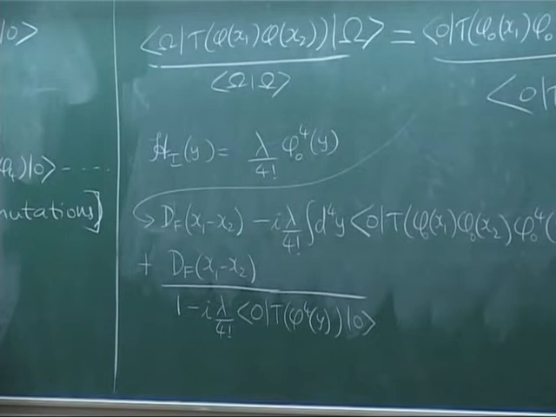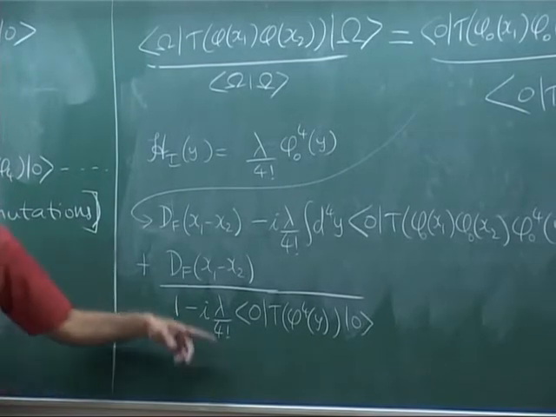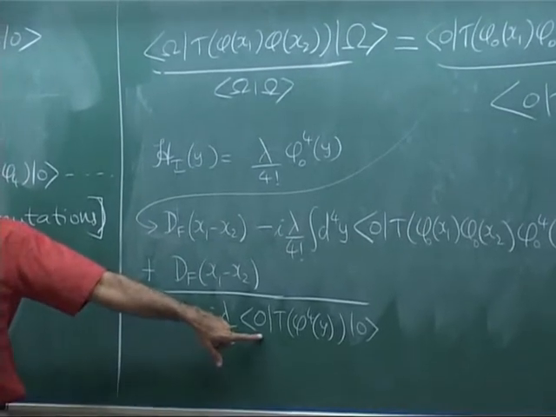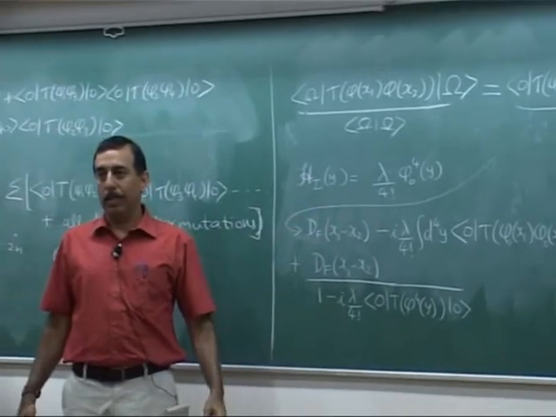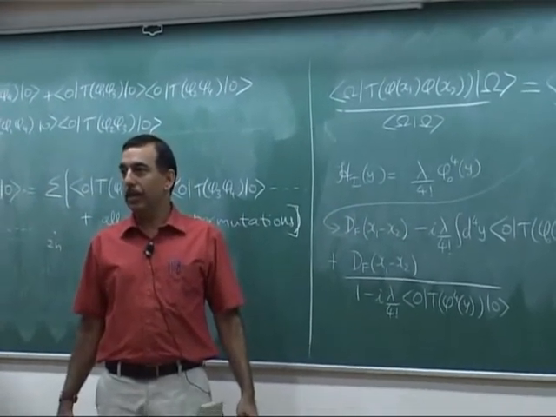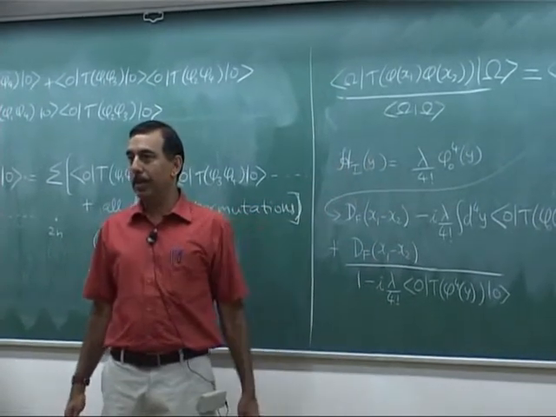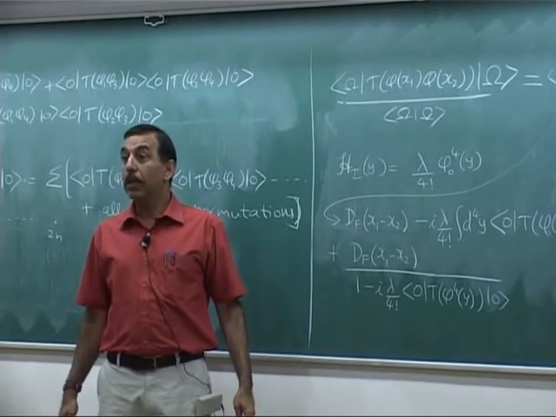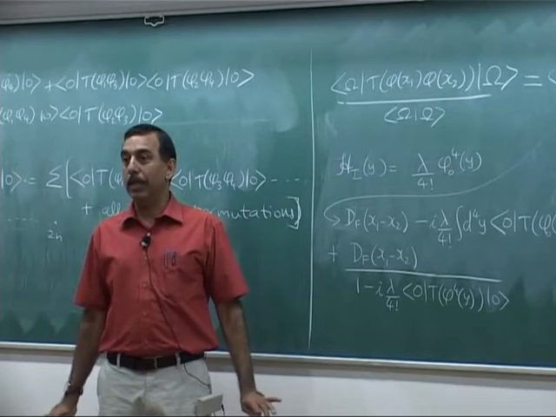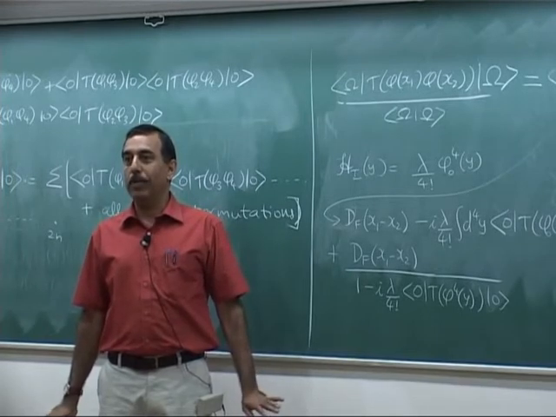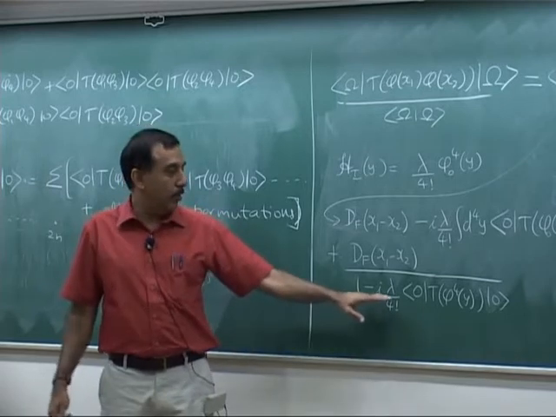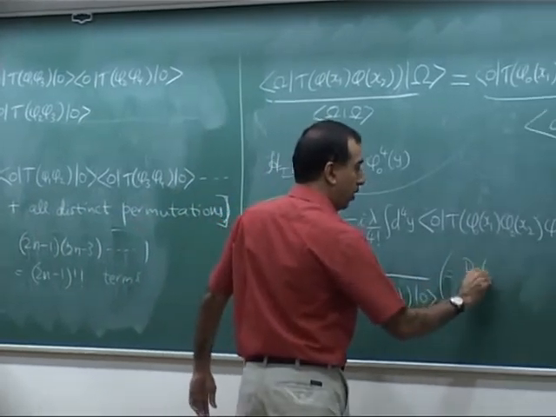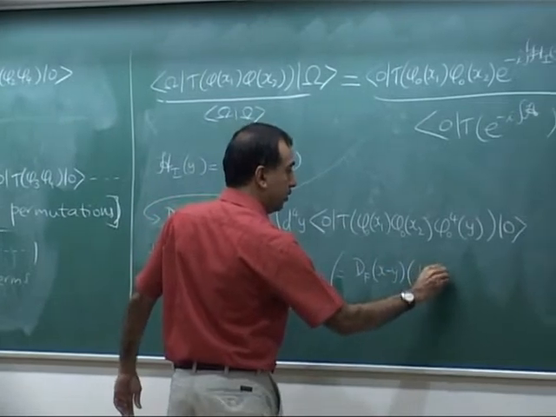Okay? And since this is in the denominator, I can bring it to the numerator. 1 over 1 minus lambda something becomes 1 plus lambda, etc. And plus what? Do I have infinitely many powers? Yes, I am working to order lambda. Yes, I've already dropped lots of terms, in fact. So I can't keep any higher order terms. So this is actually the same as D_F of x minus y into 1 plus.